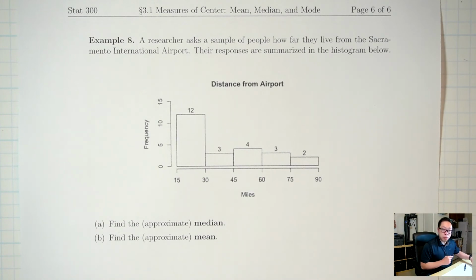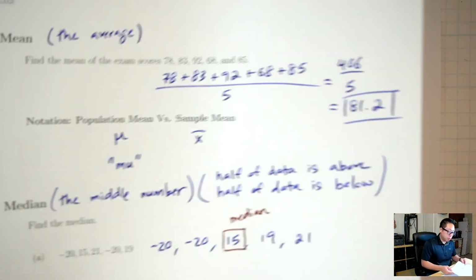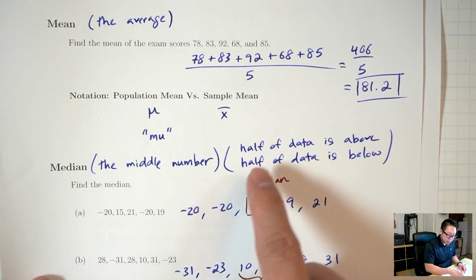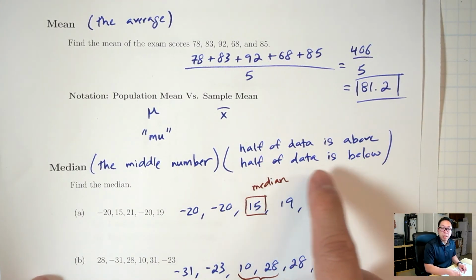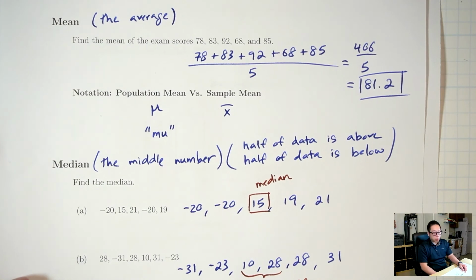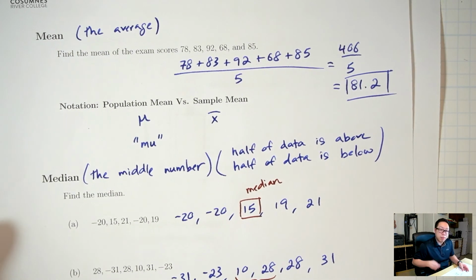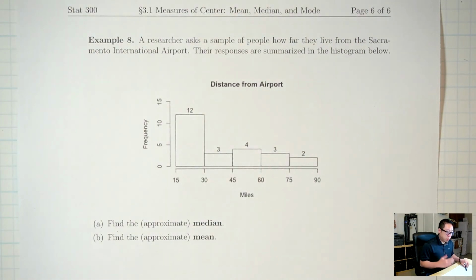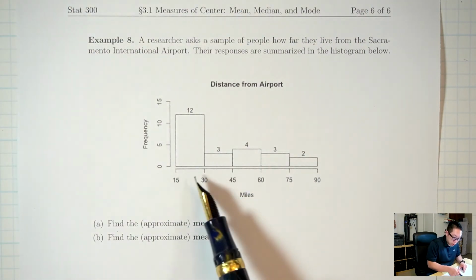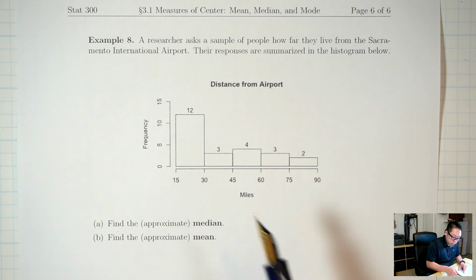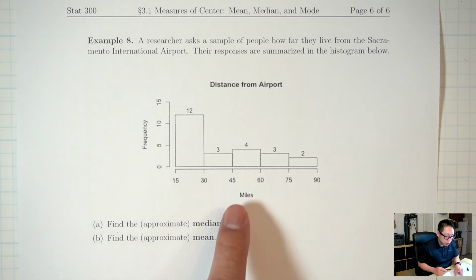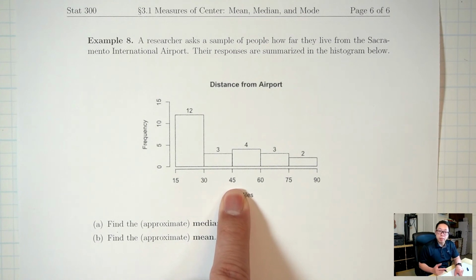Let's go back to what the median means. The median is the middle number, but it means half of the data is above it and half of the data is below it. So we're looking for the data value so that half of your data is above it and half of your data is below it. The possible data values are these numbers down here. Let's just guess first. Could it be 45? Could 45 be the median?